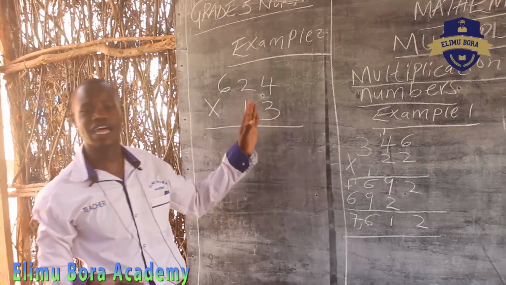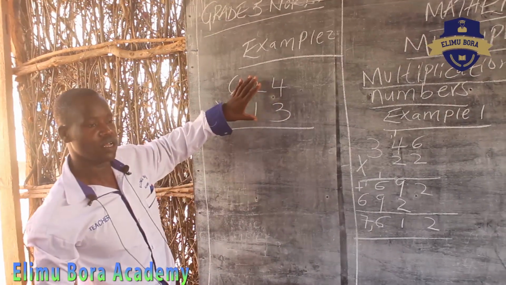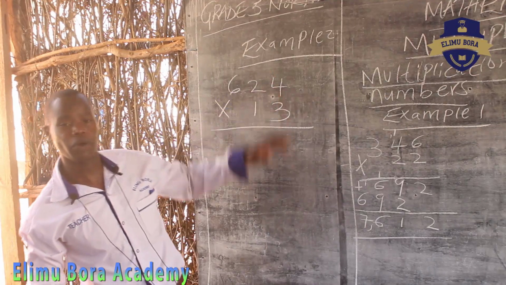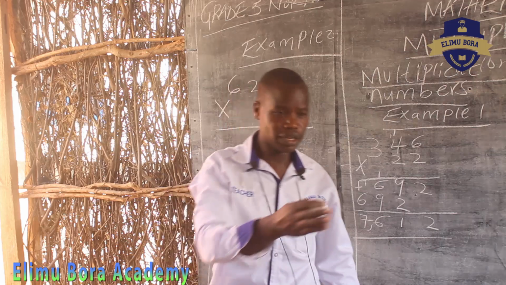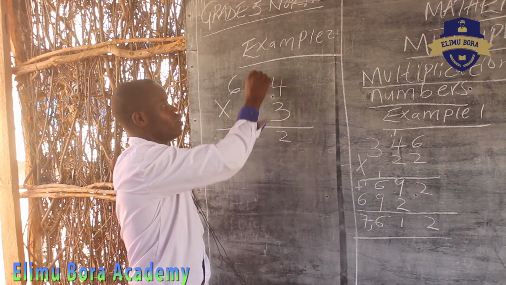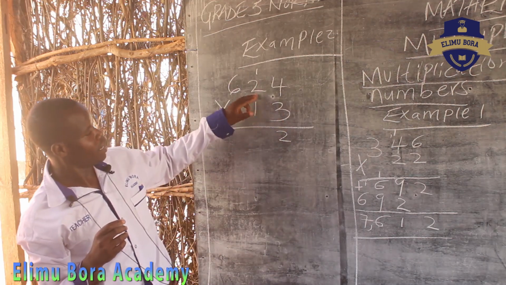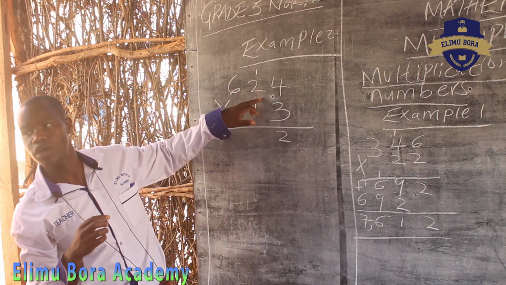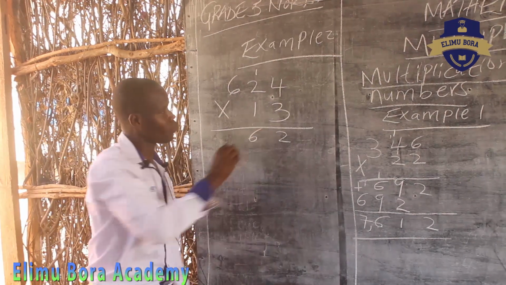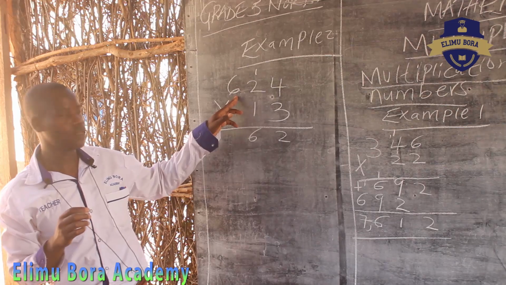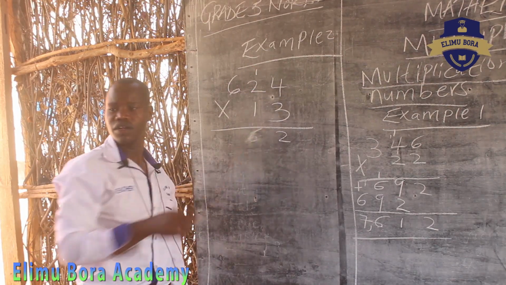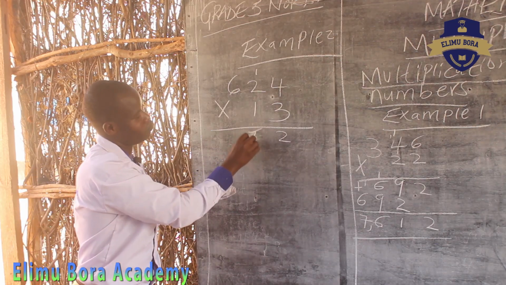So here we are going to start with what? 3. Good. So you multiply 3 by 4. 3 multiplied by 4 will be what? Yes, it will be 12. So 12, I write what? 2, and then you carry 1, and then you come to the second digit here. That is 3 multiplied by 2. 3 multiplied by 2, yes? 6. And then 6 plus 1. 6 plus 1 is what? 7. That is good. 7.